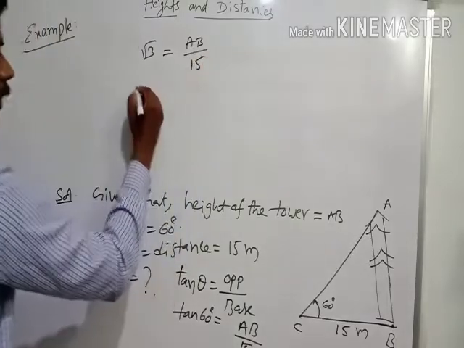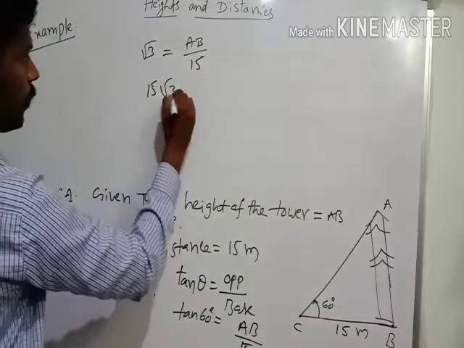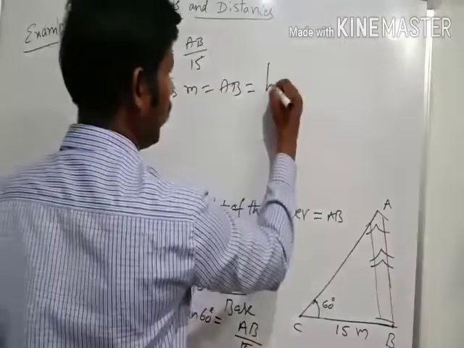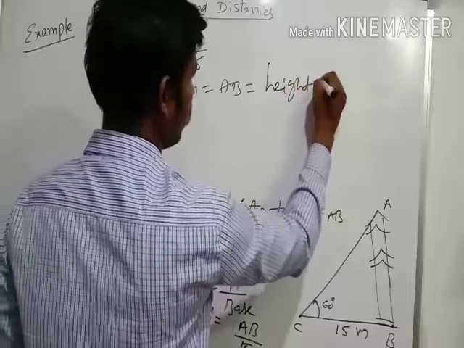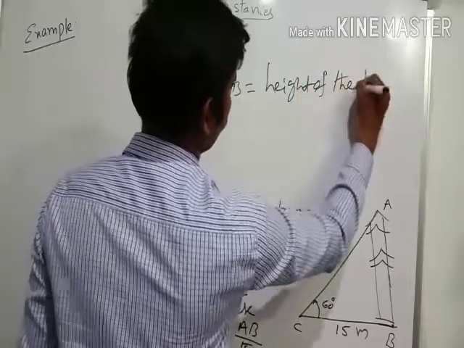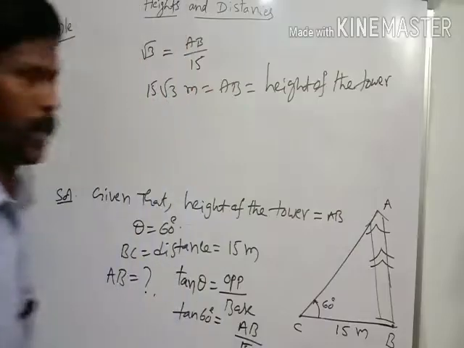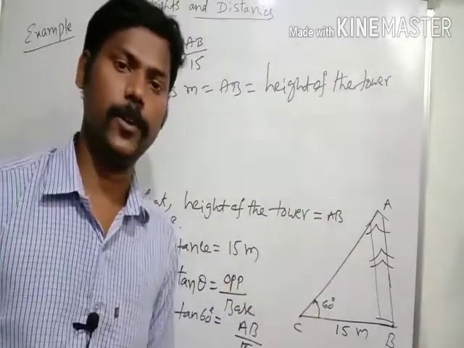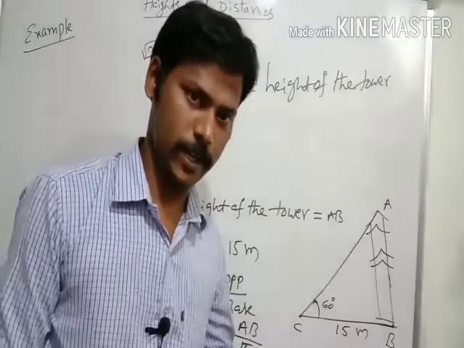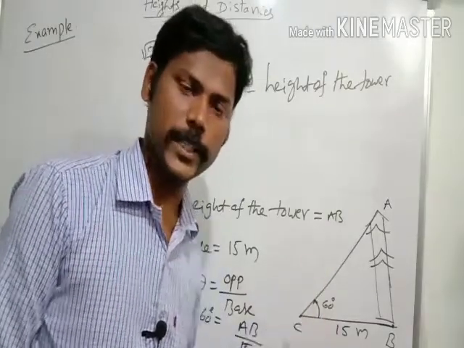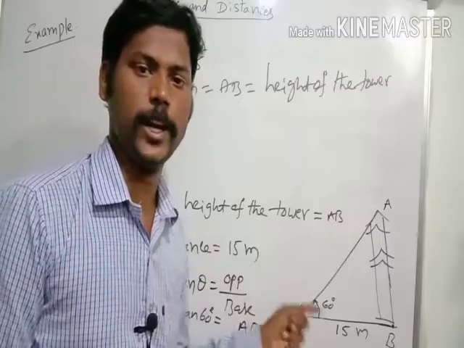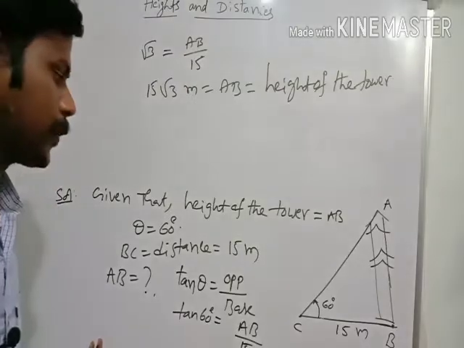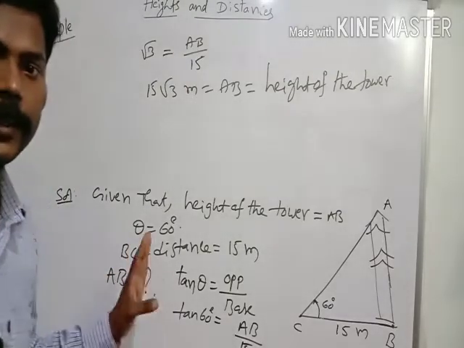Now cross multiply, children. So 15 into root 3 meters is equal to AB. What is that, children? Height of the tower. Understood how I found this? So to find the height of the tower, first I draw a rough diagram and note down what is given in the question, and by using trigonometric ratios I simplify the problem. Understood? So in this problem I applied the tan theta function.